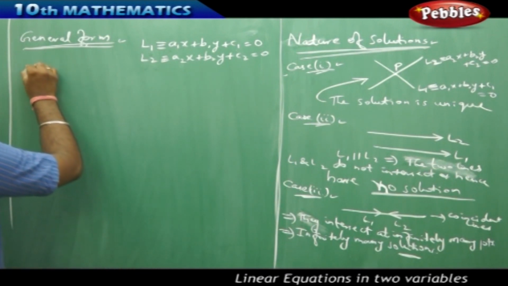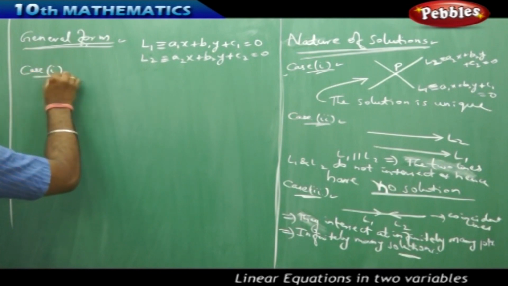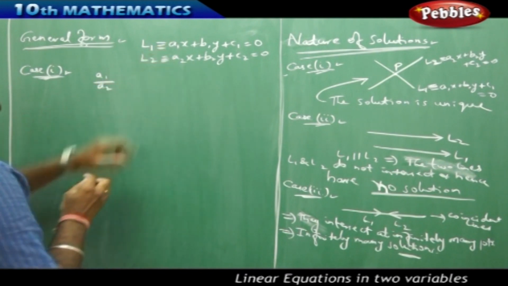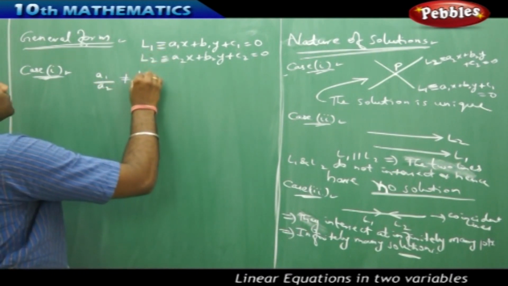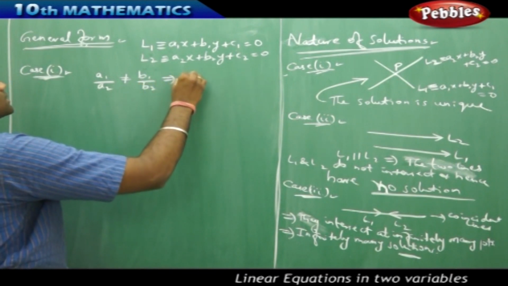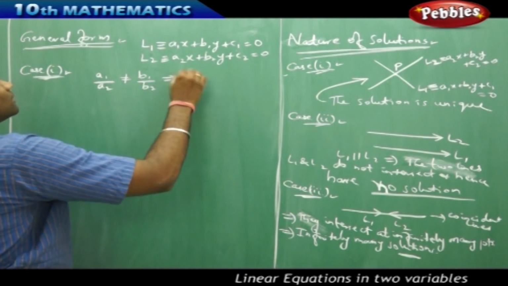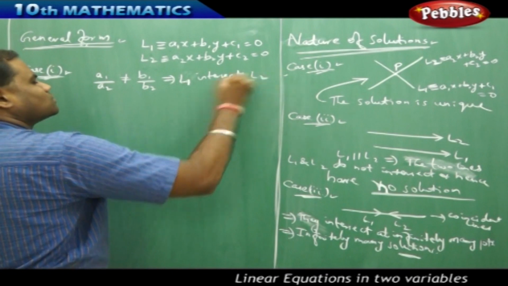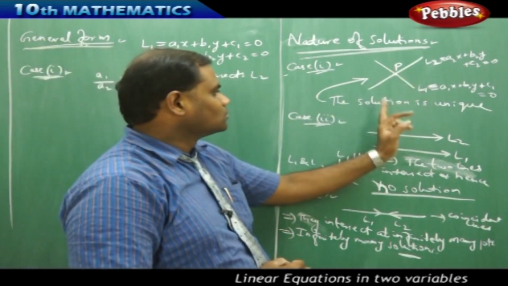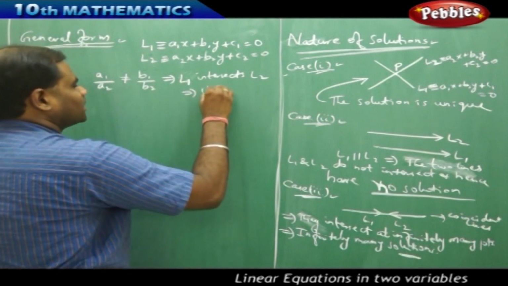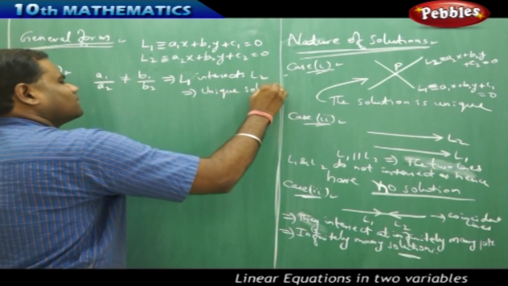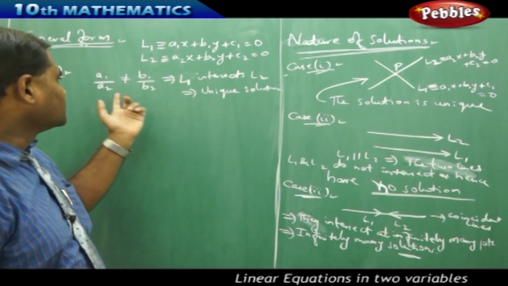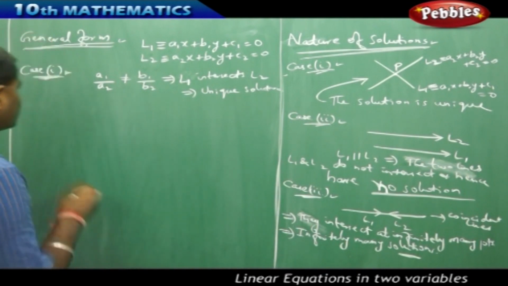Now coming to case 1, I understand if a1 by a2 is not equal to b1 by b2, that implies L1 intersects L2, and in turn when L1 intersects L2 I get a unique solution. You can take many examples where you can verify with a1 and a2 and b1 and b2, and then divide and see.